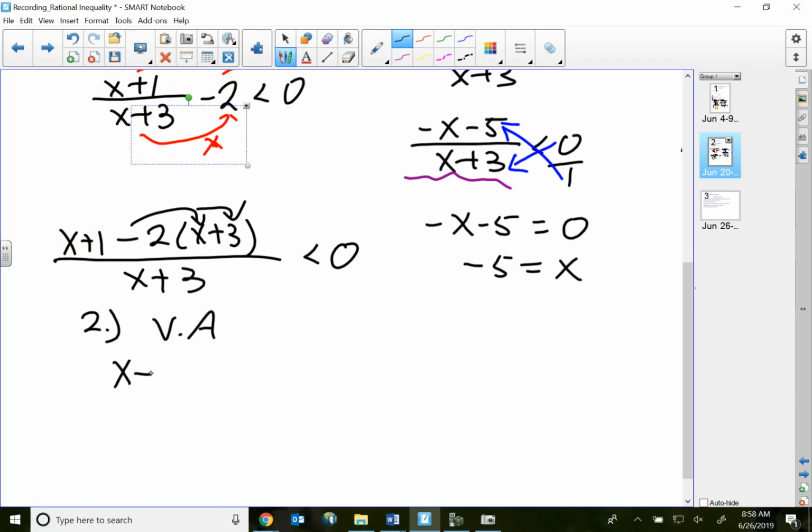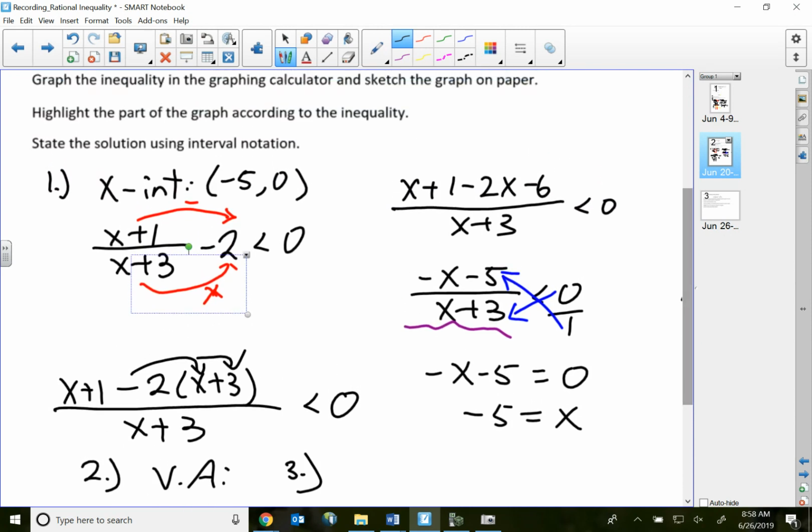Then I can just go ahead and set my denominator equal to 0. My vertical asymptote is going to be x equal to negative 3. All right, now let's do the graphing part. So what do I graph? Well, let's graph right here.